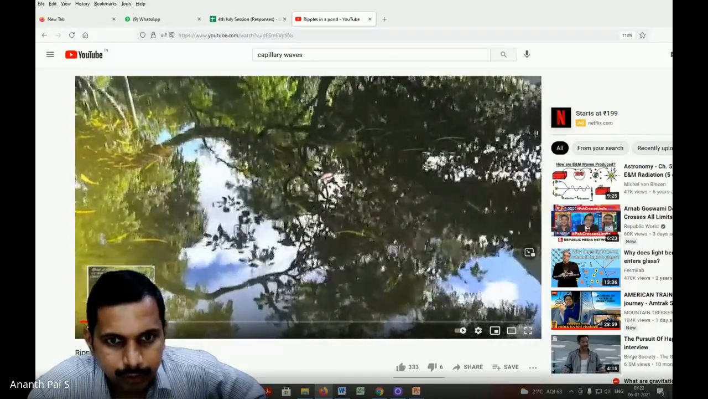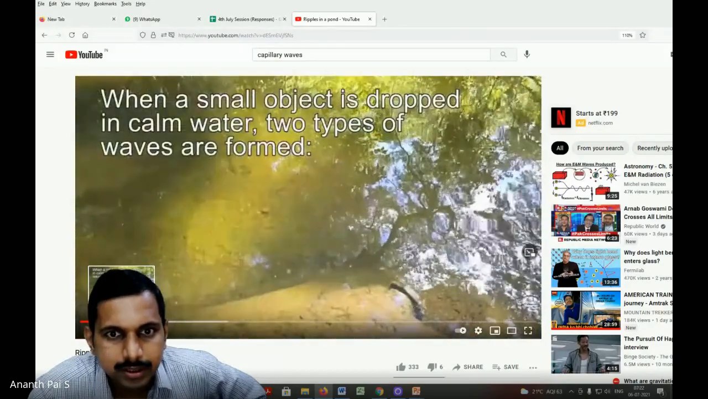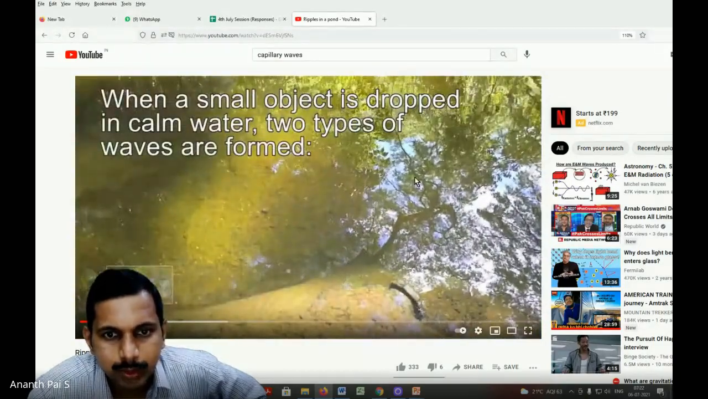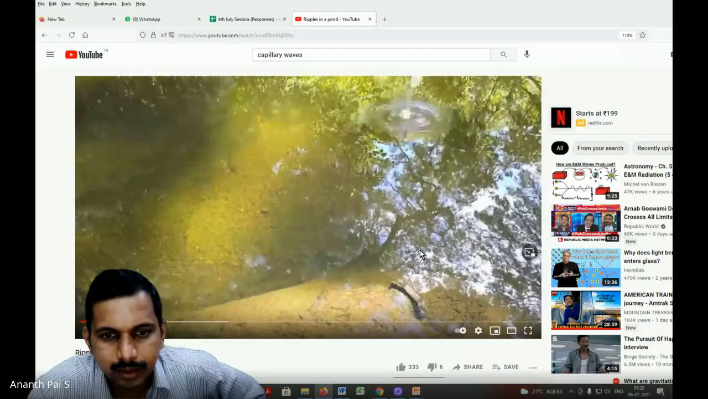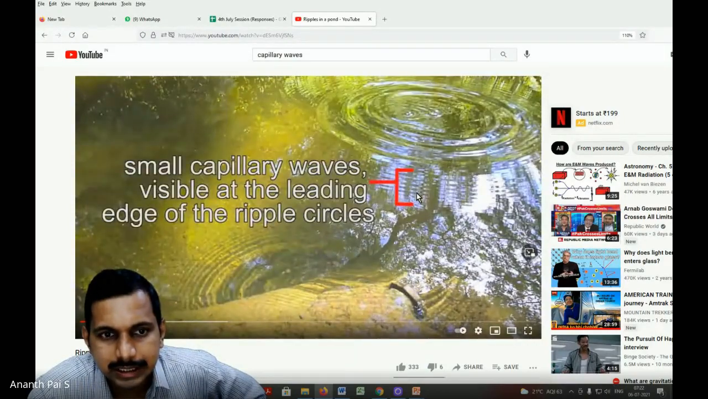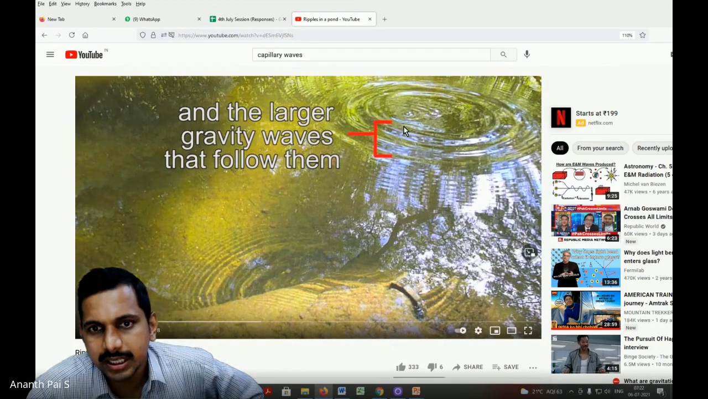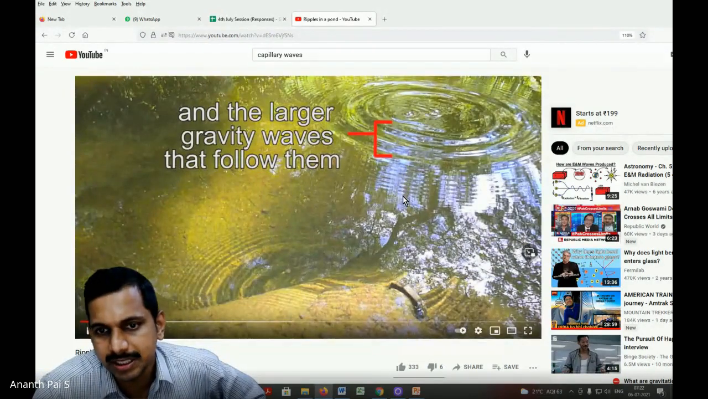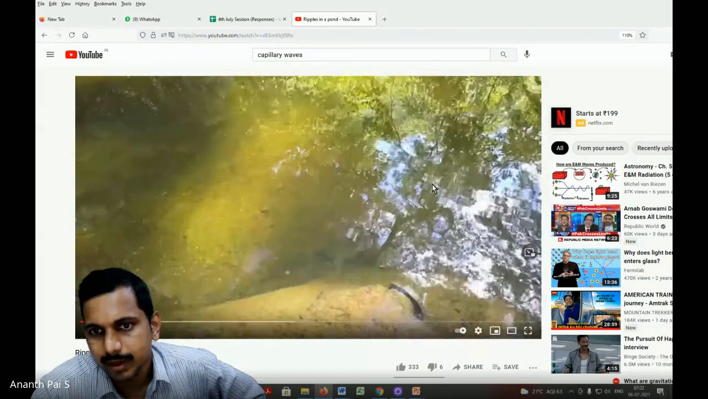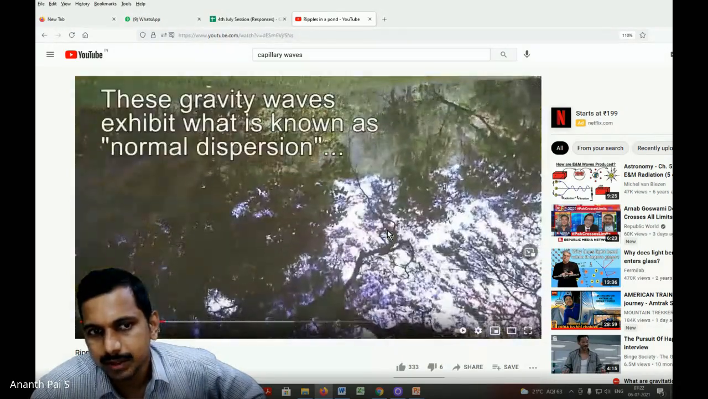He will show you the ripples there. See, two types of waves are formed. One is this, these are capillary waves. Observe, this is the actual wave. The larger gravity waves follow later. First comes this smaller capillary wave. Observe.